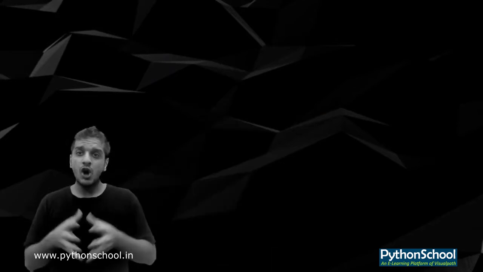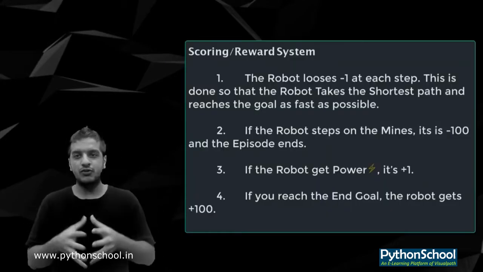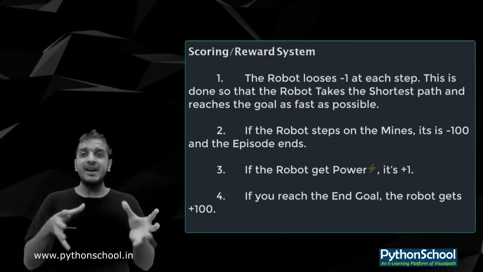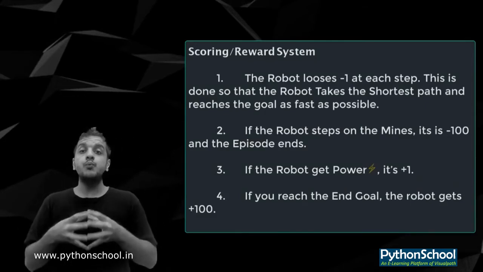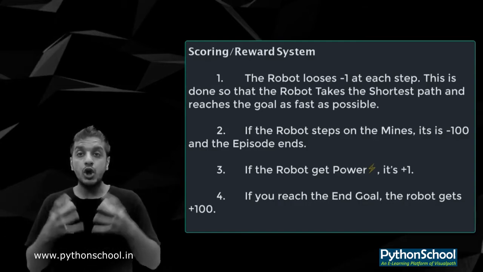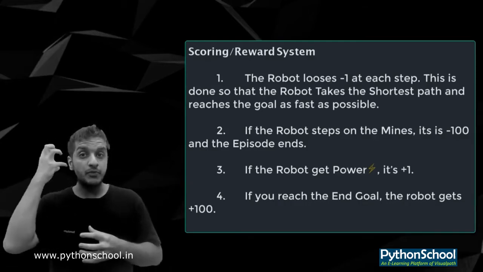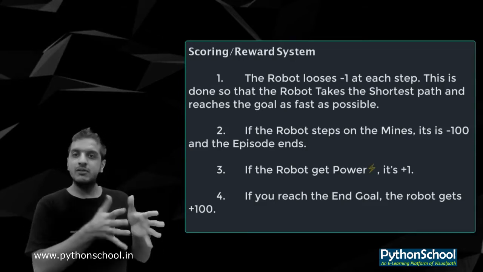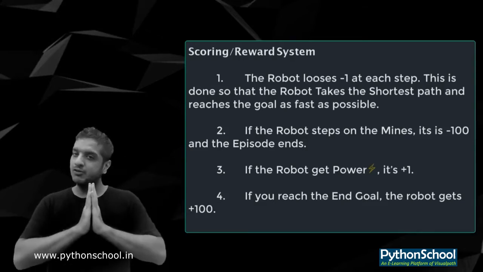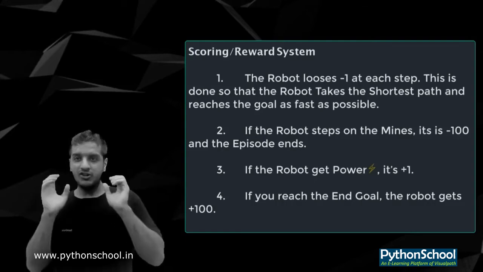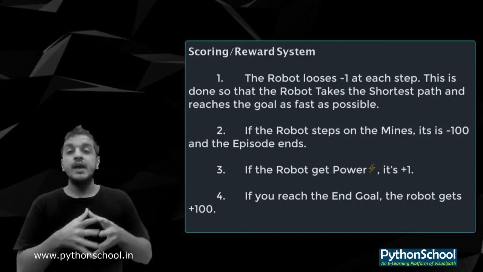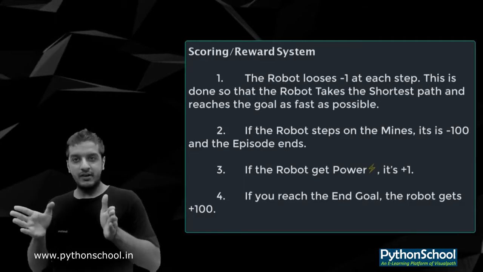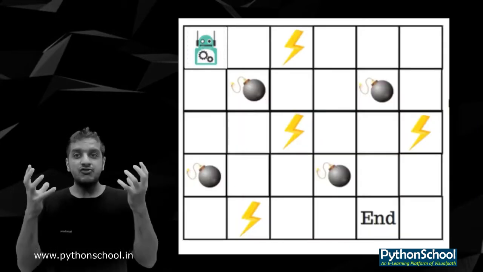The reward structure of this particular game is as follows. If the robot moves one step, we basically penalize the robot in order to encourage the robot to find the shortest path from the beginning location to the end location. If the robot touches the mines, it is minus 100 and the episode ends. If the robot touches the power, it is plus 1. And if the robot reaches the end location, then it is plus 100. This particular problem statement is ready for us.